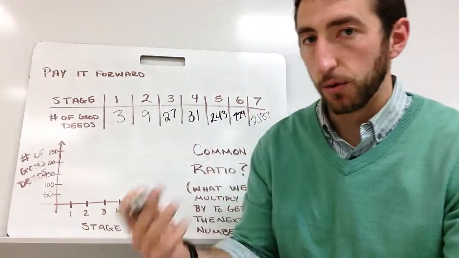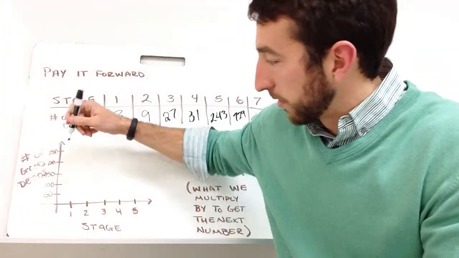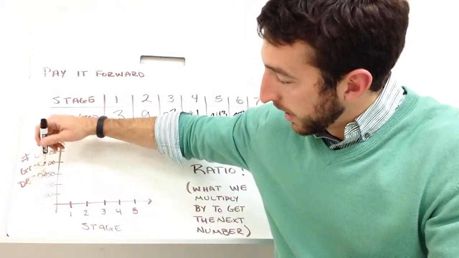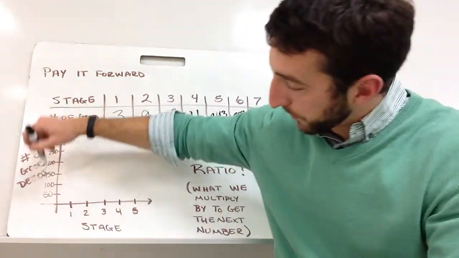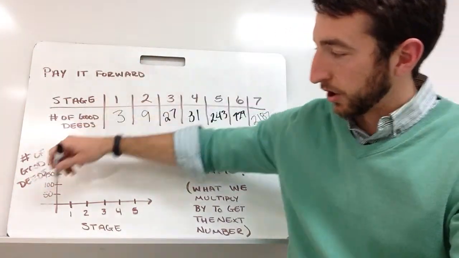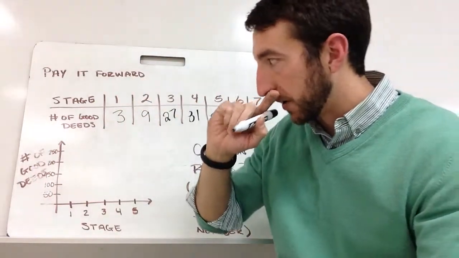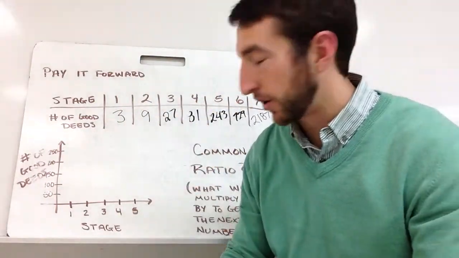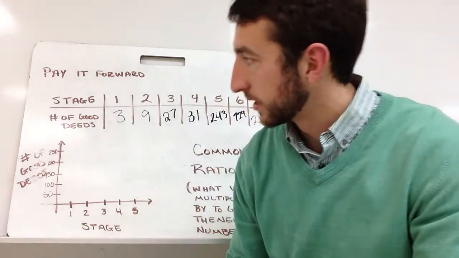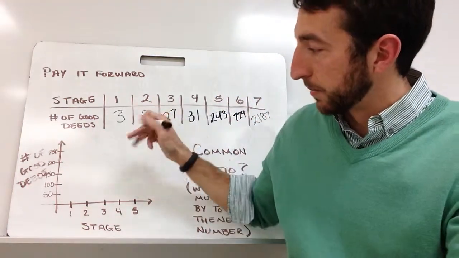Then what we want to do is graph that pattern. Now if it was just a line, it would go straight up, but what you'll notice is this has a curve. It kind of looks like a J, and that will be true for all exponential functions or all geometric sequences. They will grow in the shape of a J.